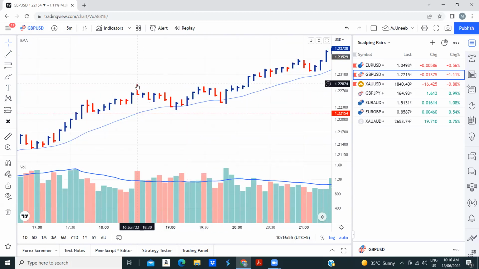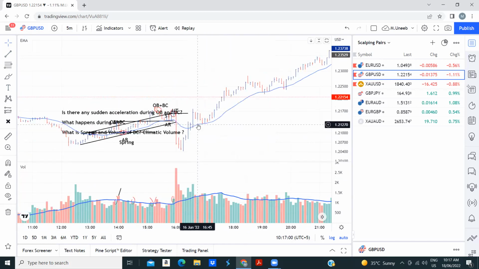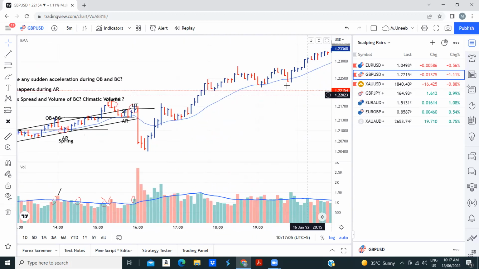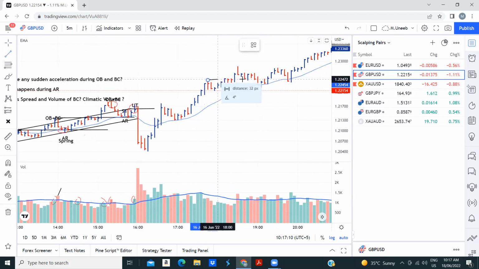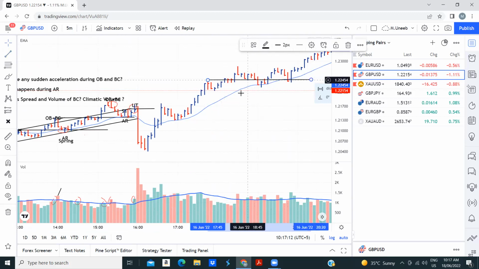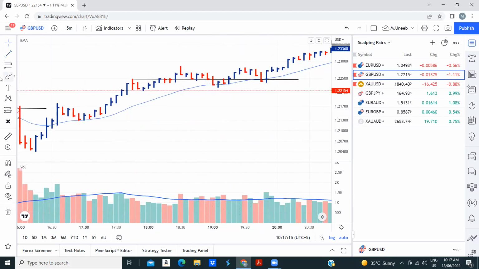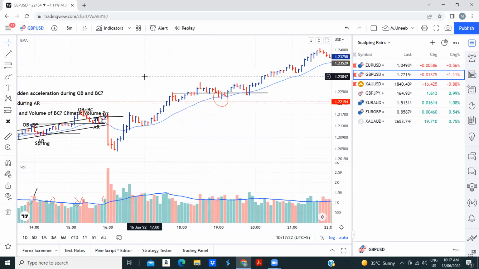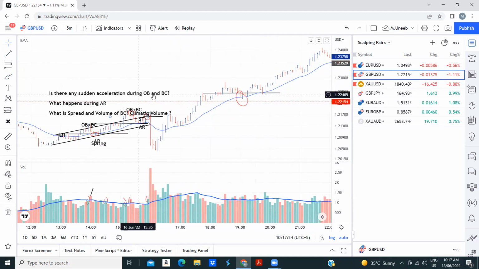Now you see this one here. You can say, oh, this must be because there's a very high volume. But you have to compare all these three points. What happens at AR? This is the last AR, the last high. Got spring, am I right? So this must fail. Is there any sudden acceleration during OB and BC? No sudden acceleration. Yes, there is a high volume.